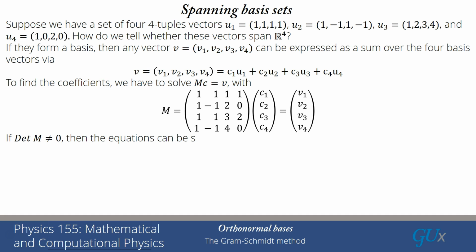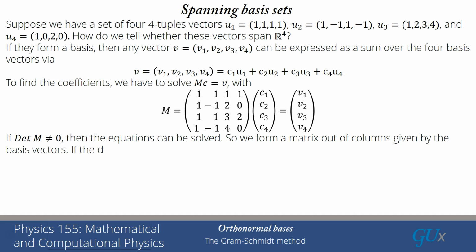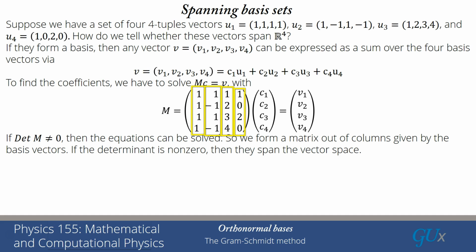Well, this is a row reduction problem now. We know when row reduction problems can be solved. It's when the determinant of M is non-zero. So we form a matrix out of the columns given by the basis vectors, and if the determinant is non-zero, then those basis vectors will span the vector space. That's all there is to it. We have to have enough basis vectors equal to the dimension of the vector space, but as long as we have that, then this is the criterion to determine whether or not a set of vectors will span the vector space. So let's find the determinant.